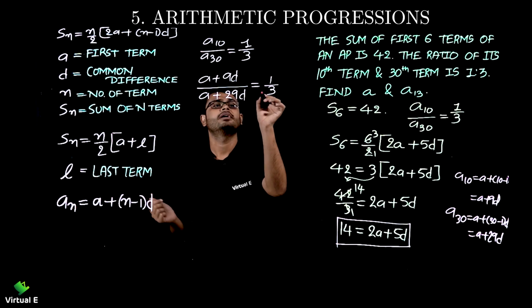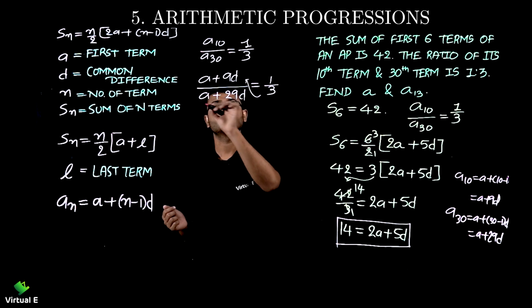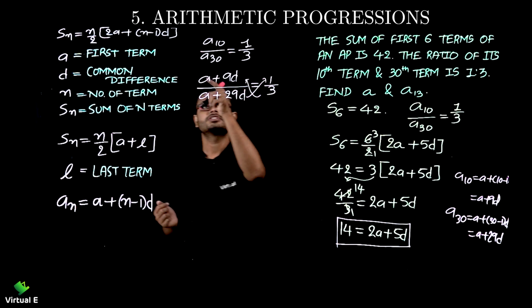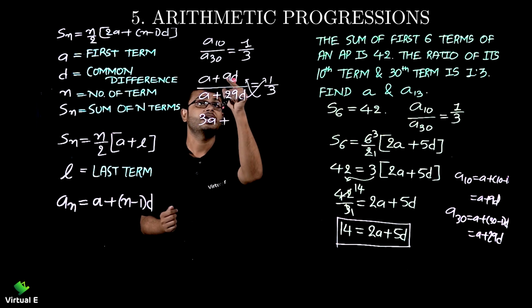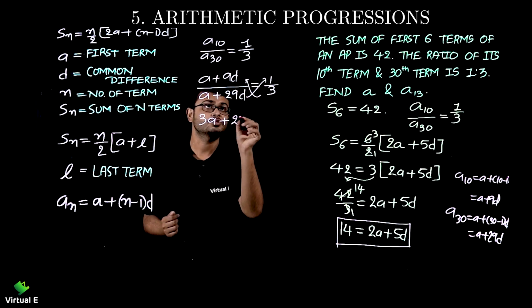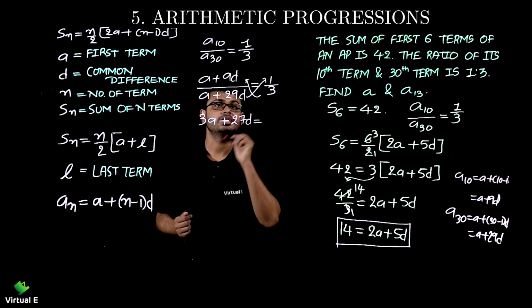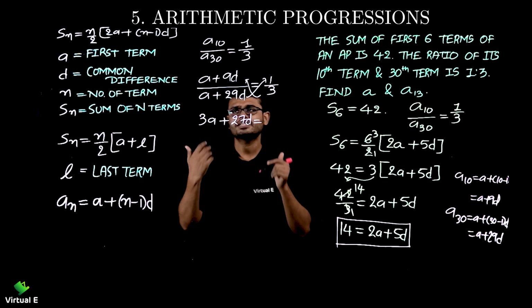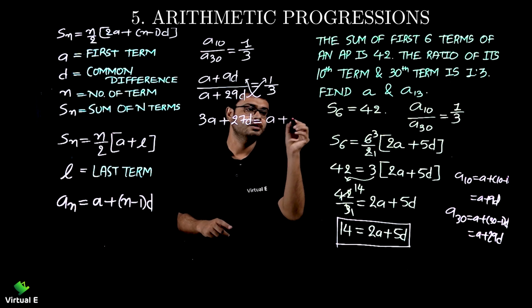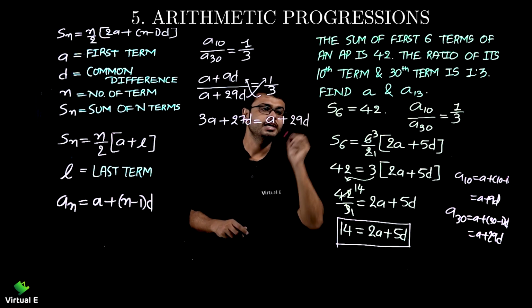Cross multiply it. 3 with here, and this both terms with the 1. So 3 into a, that will give you 3a, plus 9 into 3, that is 27d. Then both terms will be multiplied with 1, so as it is only a plus 29d.